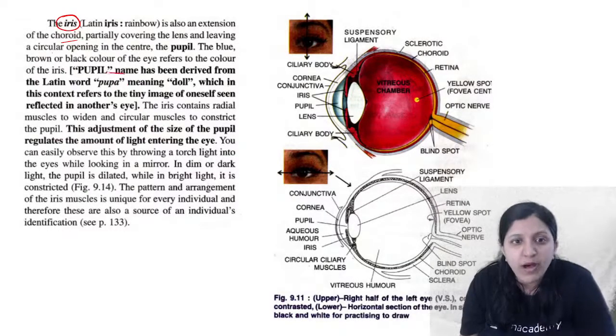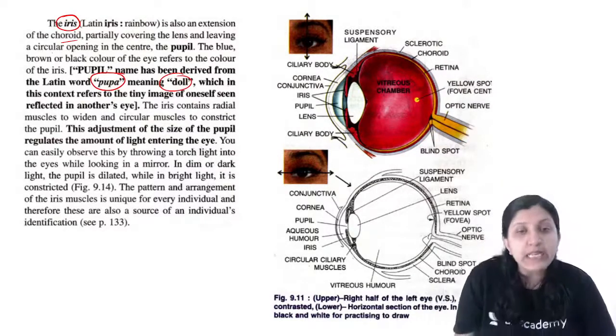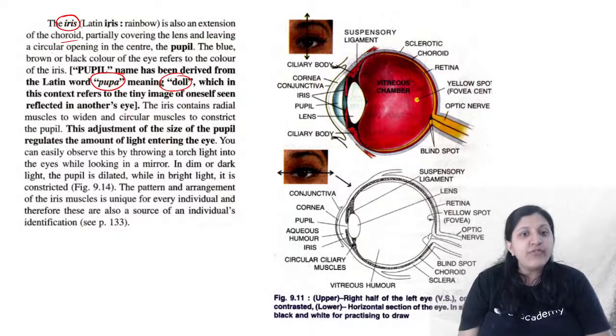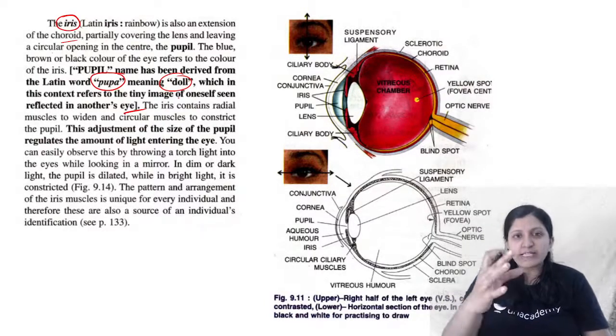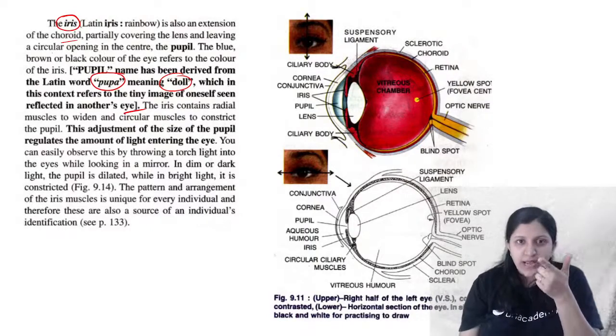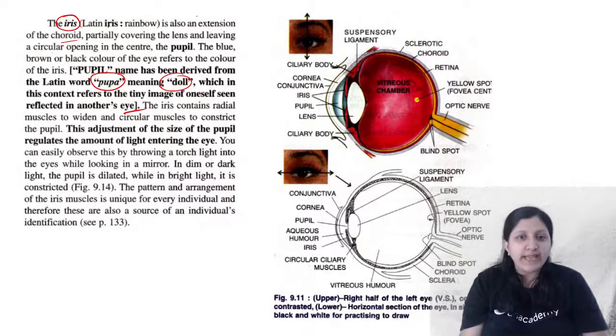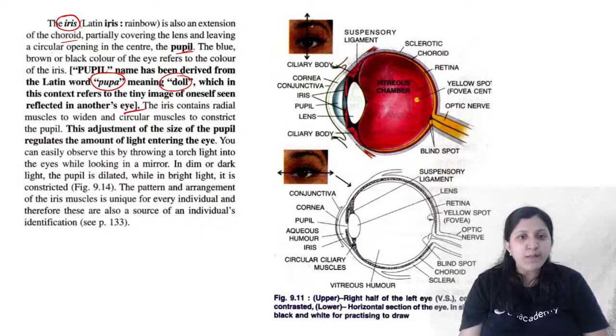Latin word pupa. The meaning is doll, which in this context refers to a tiny image of oneself reflected in another's eye. So if you are looking at someone, you can see yourself in their eye, so that reflection is doll-like, and that is why the name is given as such. So the circular opening in the center, that gap, is the pupil.